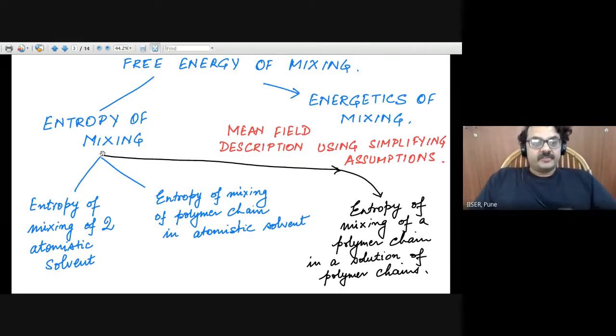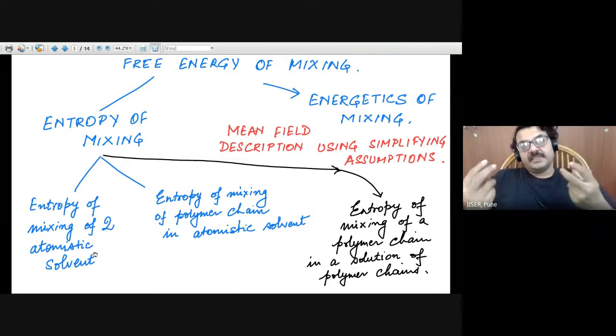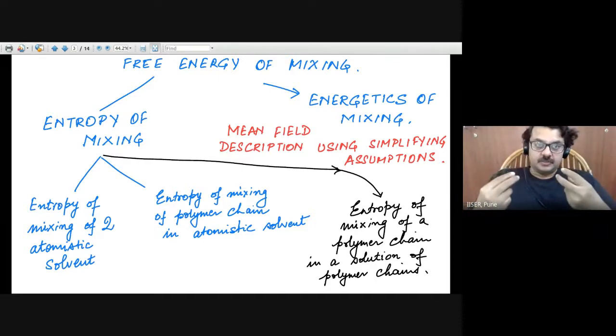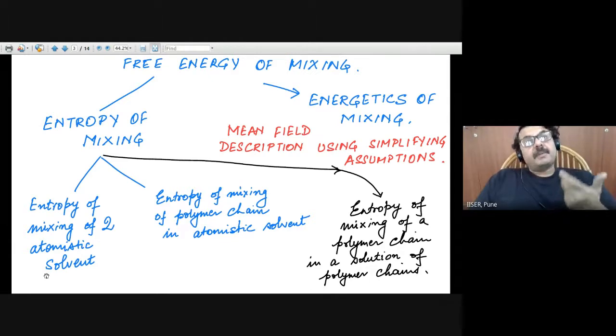And for entropy of mixing, we shall be considering three cases to begin with, which will be basically this lecture. First, it's the entropy of mixing of two atomistic solvents. We'll first calculate that, where the volume taken by each solvent and solute particle is the same, V0, let's assume. So the size of the constituent particles is the same. So the mixing of two atomistic solvents, that's what we mean by that.